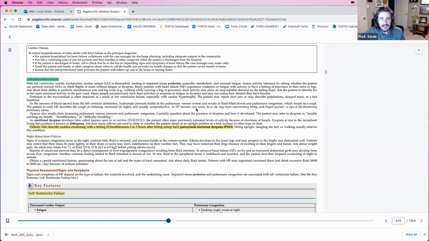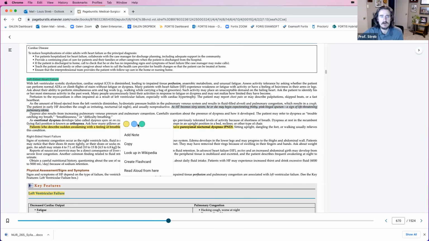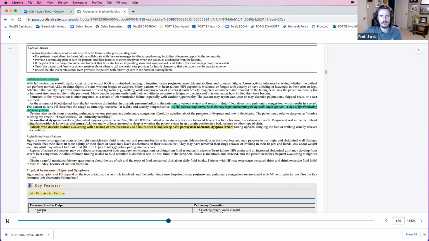A big thing we talk about as heart failure becomes more severe is something called frothy pink-tinged sputum. Your book also says blood-tinged sputum. But what is pulmonary edema? What is that, y'all? When there is excess amounts of fluid in the lungs. Yeah, absolutely, thank you very much. And breathing is compromised. So priority is breathing, absolutely.